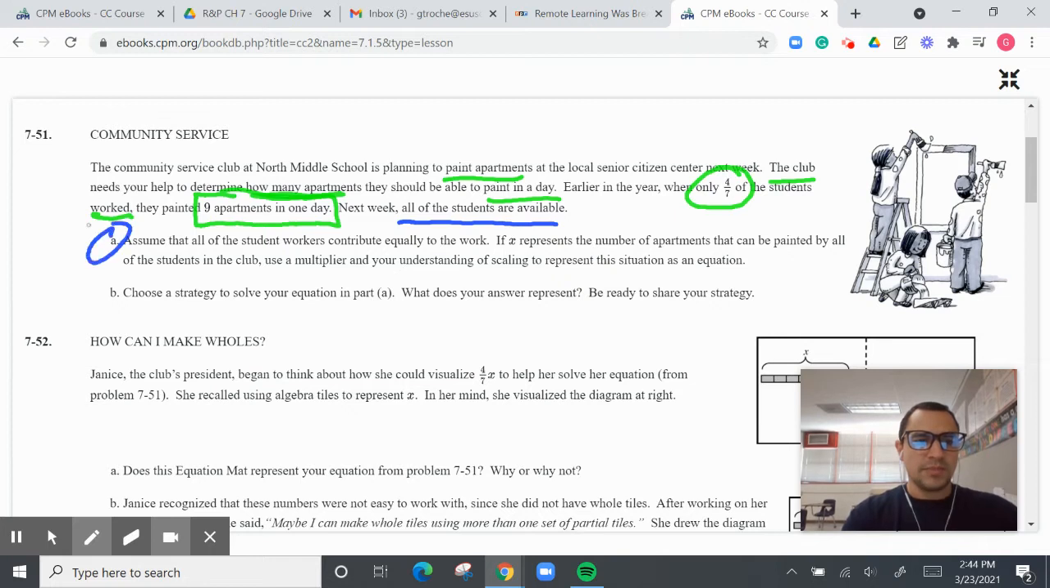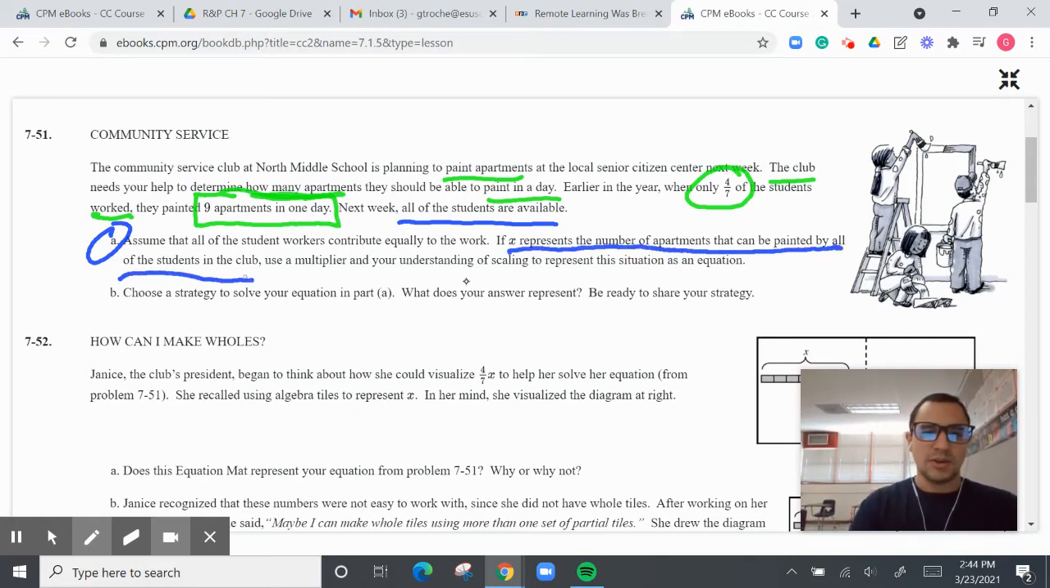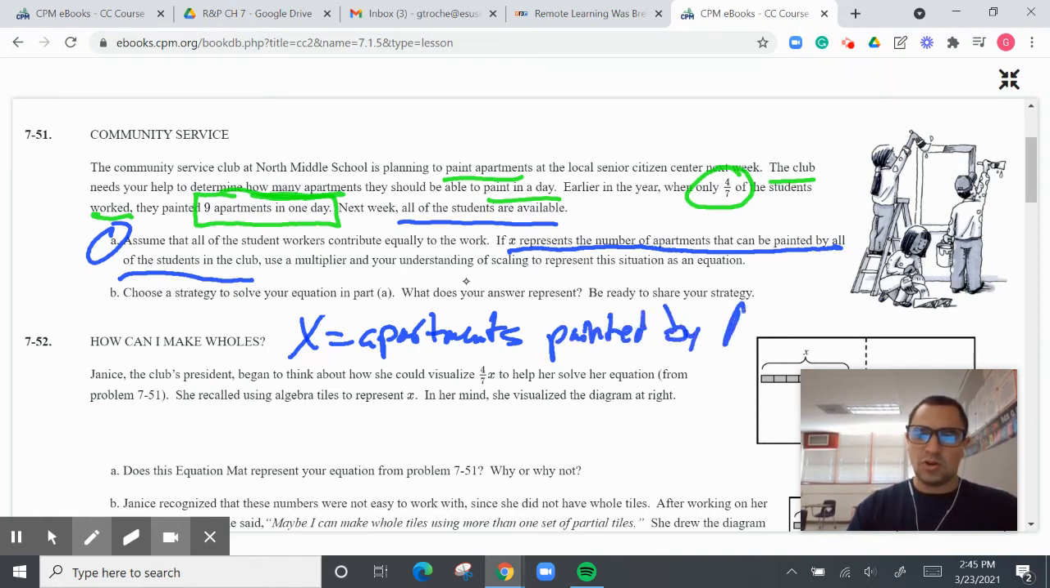So let's start with A. Assume that all of the student workers contributed equally, as we know that never happens. Of course, always one person does a little bit more work than the others. But if X represents the number of apartments that can be painted by all of the students, use a multiplier and represent this situation as an equation.